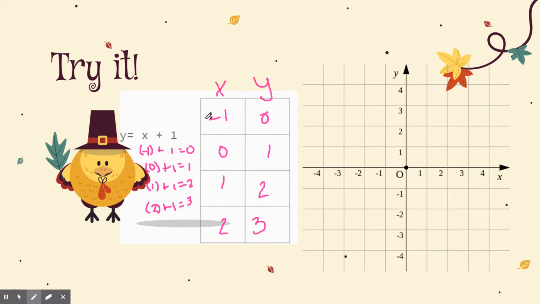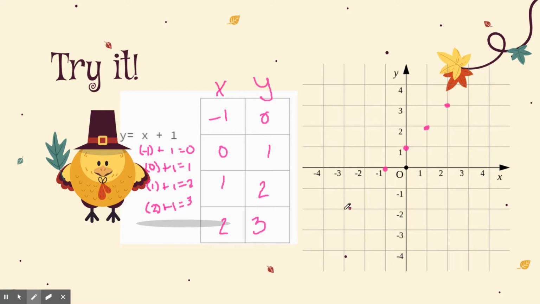So I'm going to start with this first point, which is -1, 0. I'm going to go to x is -1 and 0 for y. Then I'm going to go to my second point, which is 0, 1. So I'm going to go up. I have 0 for x. I'm going to go up to 1 for y and graph a point. Then I'm going to do 1, 2. So 1 for x, 2 for y. Then 2, 3. So 2 for x, 3 for y.